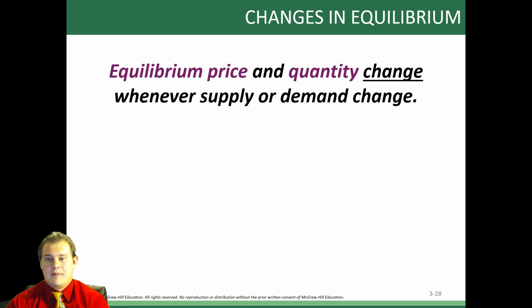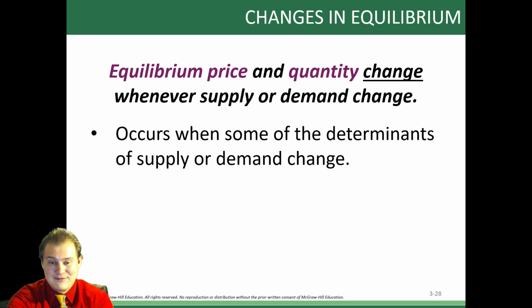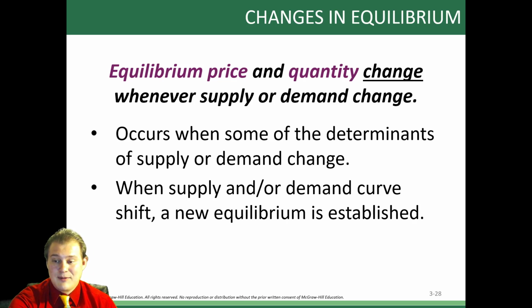Okay? Equilibrium price and quantity change whenever supply or demand change. Oh, yes, that's right. Supply and demand have shifts in them. Technology changes. People's tastes change. Things change on those lines. And when those lines move, so does the equilibrium. Okay? So it occurs when some determinants of supply or demand change. When supply or demand curves shift, a new equilibrium is established.